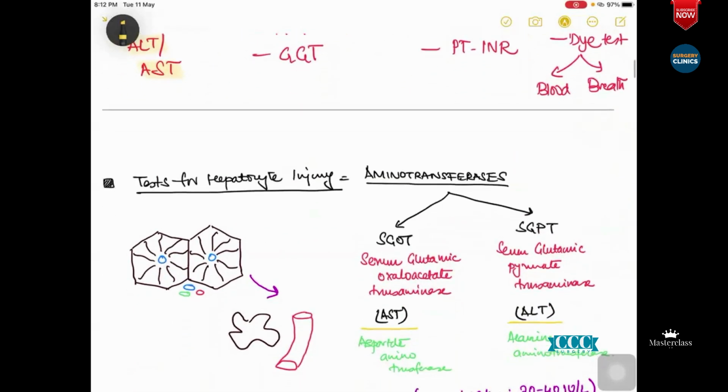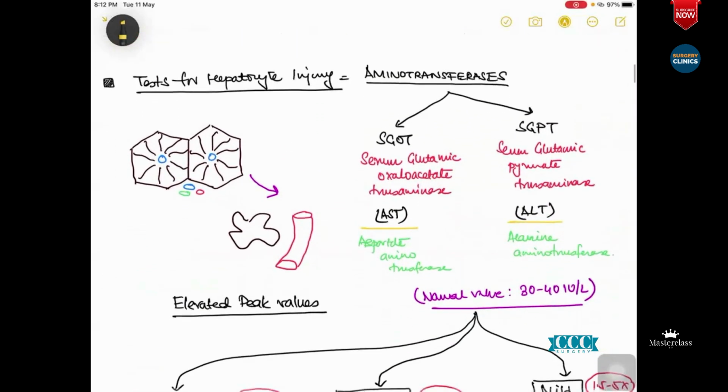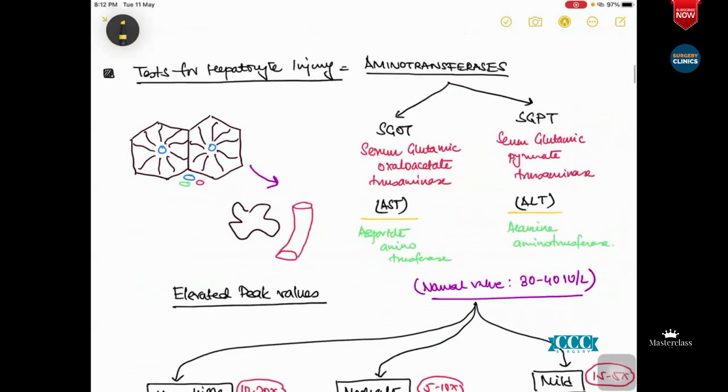Now, the first thing is a test for assessing the hepatocyte injury, right? Now, see, each of these hepatocytes is arranged in this configuration where you have a central vein in the middle and you have a portal triad in the periphery, right?